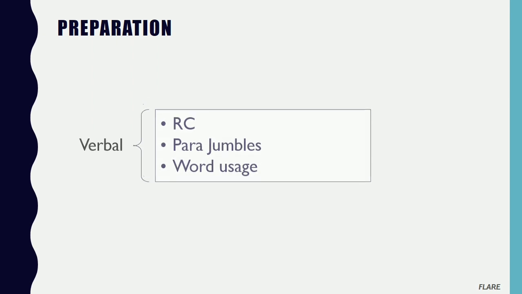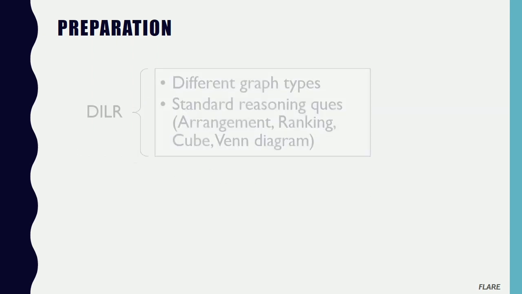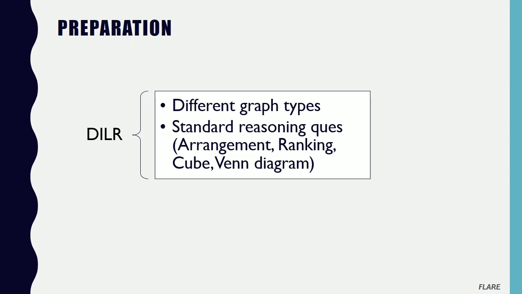Now the DILR section. You need to be able to understand the data that is given. Usually there is one set with 5 questions, so you need to understand the graph. See the different graph types like pie chart, line charts, and there are a lot of charts. So make sure that you know how to read the charts. That is the important thing. Then for logical reasoning, the standard reasoning questions like arrangement, ranking, cube, Venn diagram, that will be fine. No need to practice very difficult level LRDI questions.